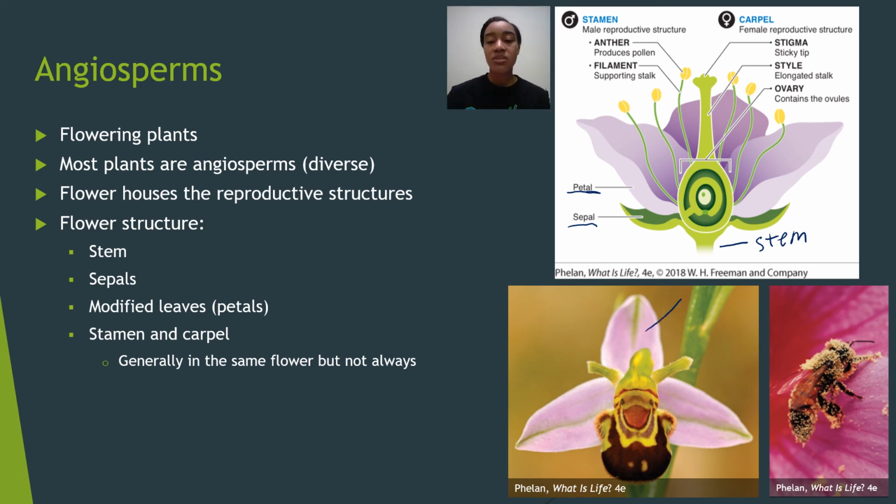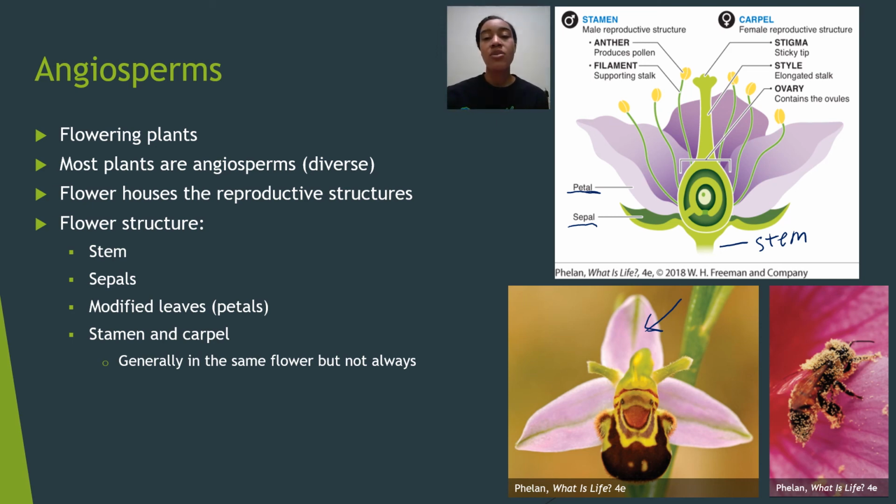These are normally, they look like this kind of thing. They can be various colors and shapes and sizes. And this is what we normally associate with a flower, right? When you see a flower, it's usually petals that you associate with. And then within the flower, we have our two reproductive structures.